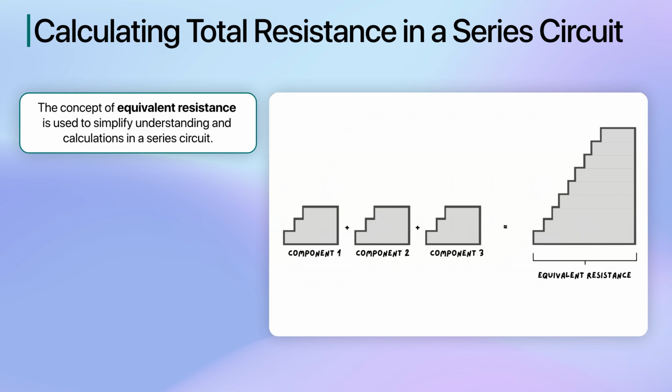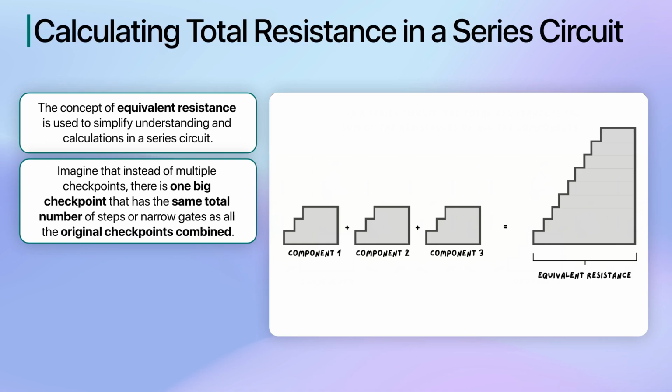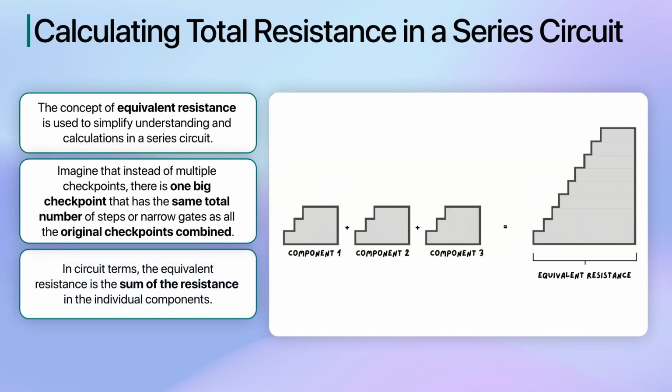The concept of equivalent resistance is used to simplify understanding and calculations in a series circuit. It is like imagining that instead of multiple checkpoints in the hallway, you replace them all with one big checkpoint that has the same total number of steps or narrow gates as all the original checkpoints combined. In circuit terms, the equivalent resistance is asking yourself, if I were to replace all the current resistors with a single resistor, what would its resistance need to be for it to have the same effect on the current? This concept is helpful because it allows us to calculate the overall impact on the current with just one value, making it easier to analyze and design circuits.